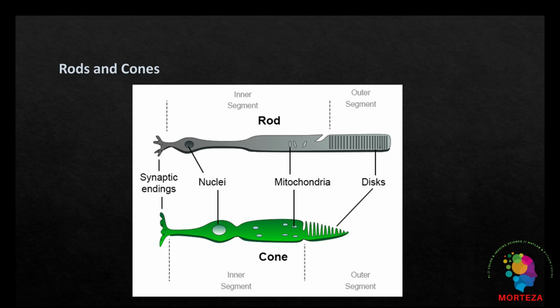Rods detect very small amounts of light, such as starlight. Because there is only one pigment type, we only see objects as shades of gray. As the amount of light increases, the rods become desensitized and cease sending signals to the brain. During the day or in a well-lit room, the rod signals are inactive.